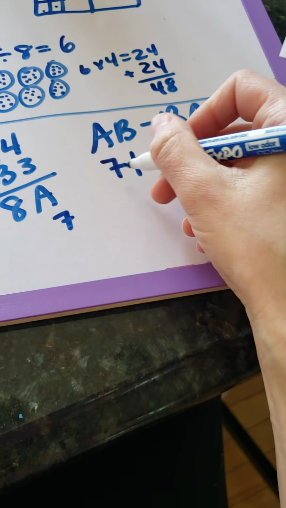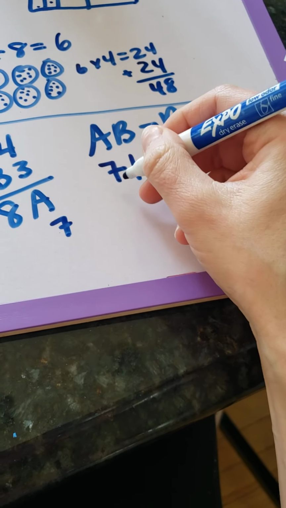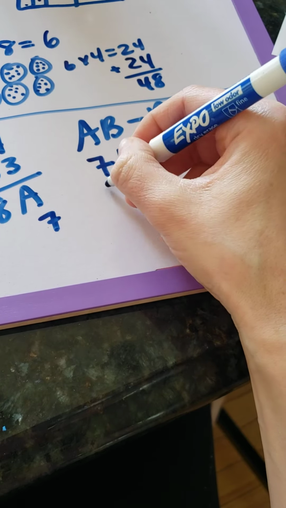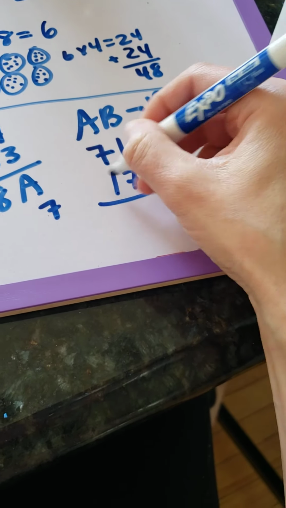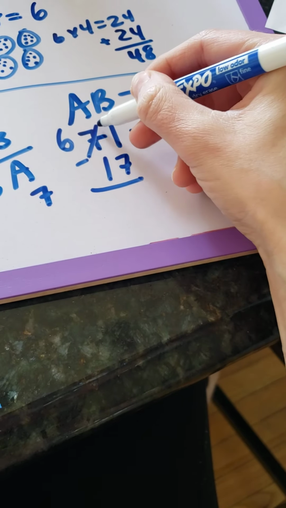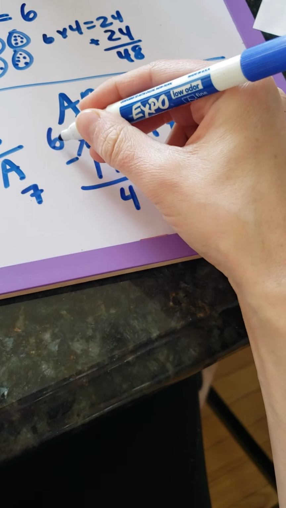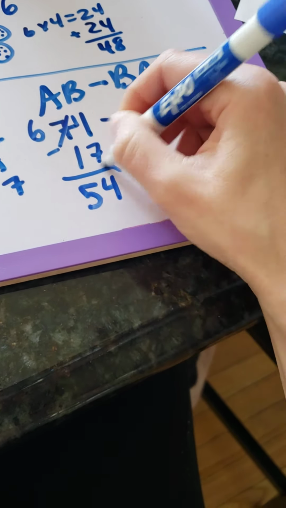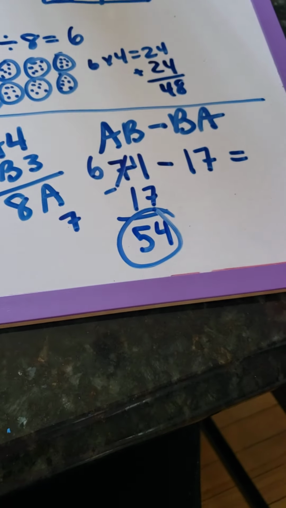I'm going to set it up going up and down, going vertically. So 1 minus 7 I can't do. I'm going to cross out the 7, make it a 6. 11 minus 7 would be 4. 6 minus 1 would be 5. So my final answer is 54.